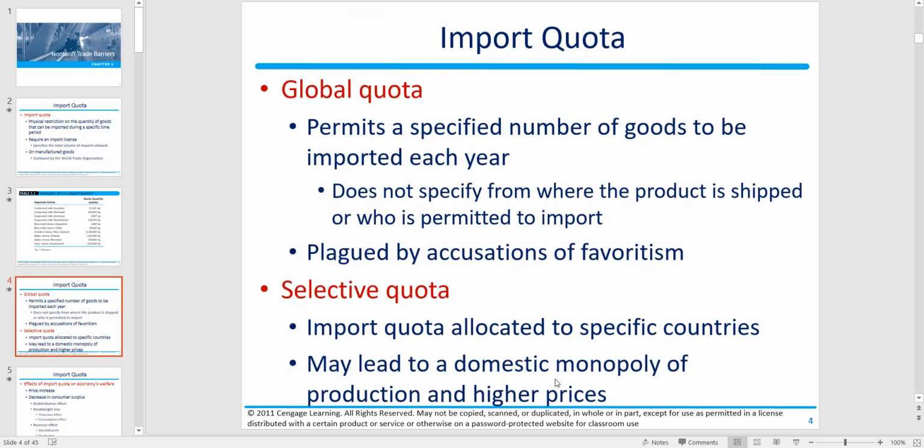So, we just saw an example of selective quotas because it's specific per country, but we may as well have global quotas, which is regardless where those goods are coming from, there is a finite quantity that can be imported, regardless of country of origin.